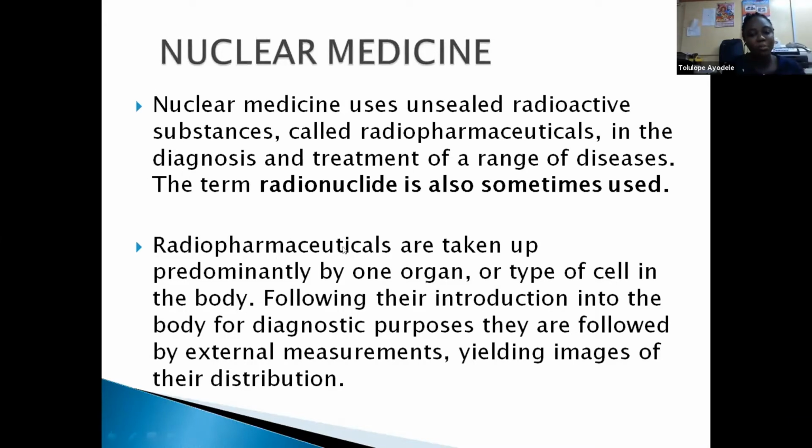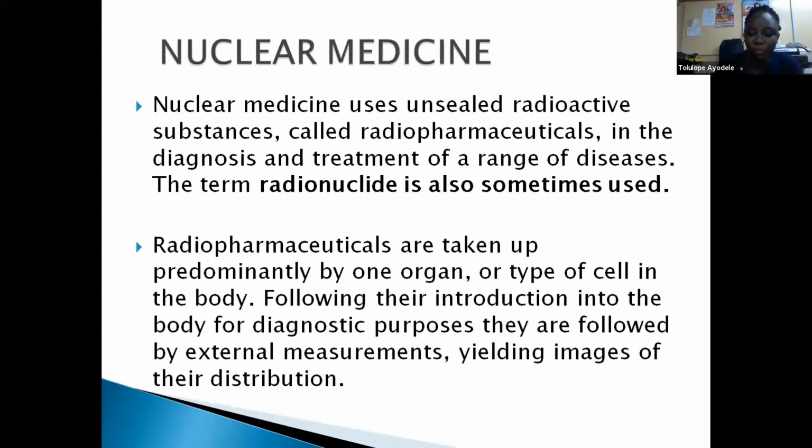So how are the radiopharmaceuticals used? They are injected intravenously or taken orally. Once the patient has taken up these radiopharmaceuticals, they are distributed throughout the body. Following their introduction into the body for diagnostic purposes, they are followed by external measurements or radiation detectors, whereby we could actually image the body and know the particular organ to be imaged.